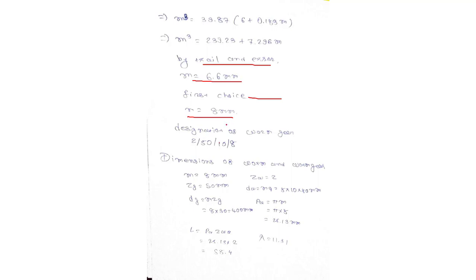Now from that we put the designation of our worm gear, and we already discussed that the worm gear is always designated in such a way. We know the module and all terms, so we put them in, and these are the dimensions of the worm and worm gear. These are the standard equations, and we are just putting values in them.